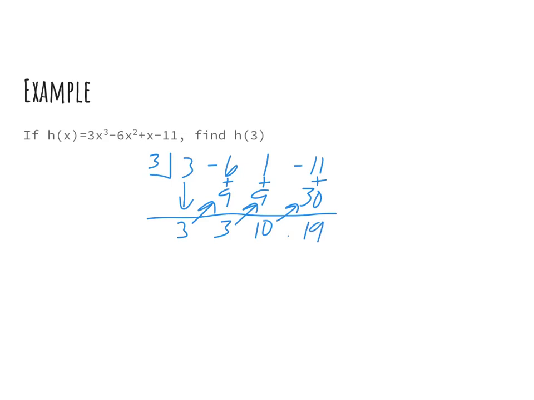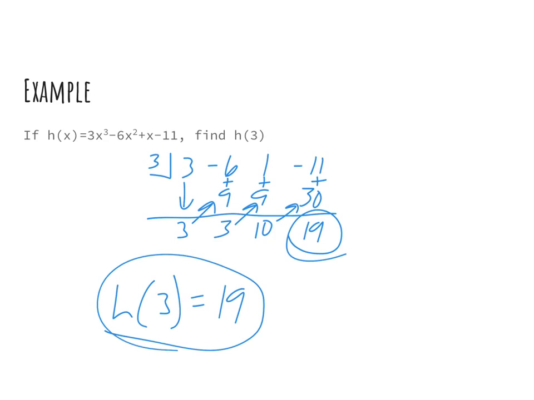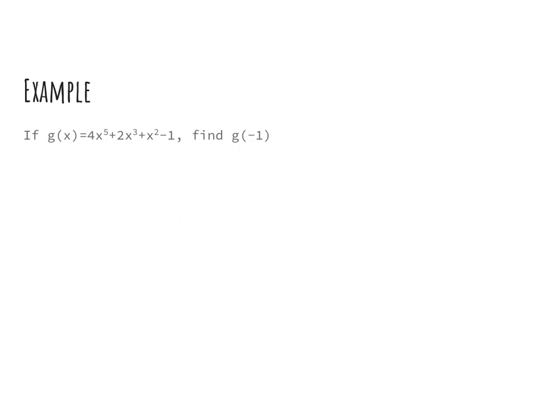We get 19 as our remainder. So our answer for h of 3 is going to be that remainder of 19. Go ahead and pause the video and do this last one on your own, and then hit play and see how you did.